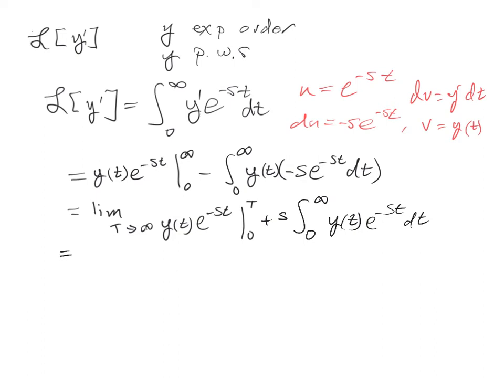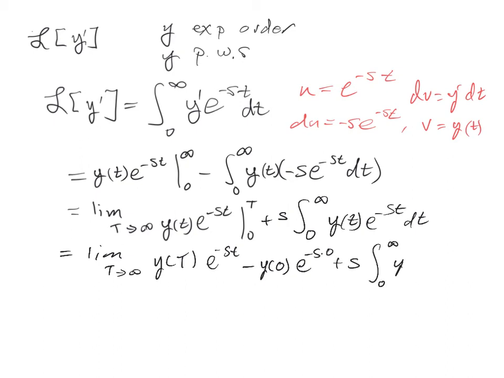So for our first term, we're going to have the limit as t goes to infinity of y of capital T times e to negative st minus, using the fundamental theorem of calculus, y of 0 e to the negative s times 0. And then we're going to have plus s times the integral from 0 to infinity of y of t e to the negative st dt.